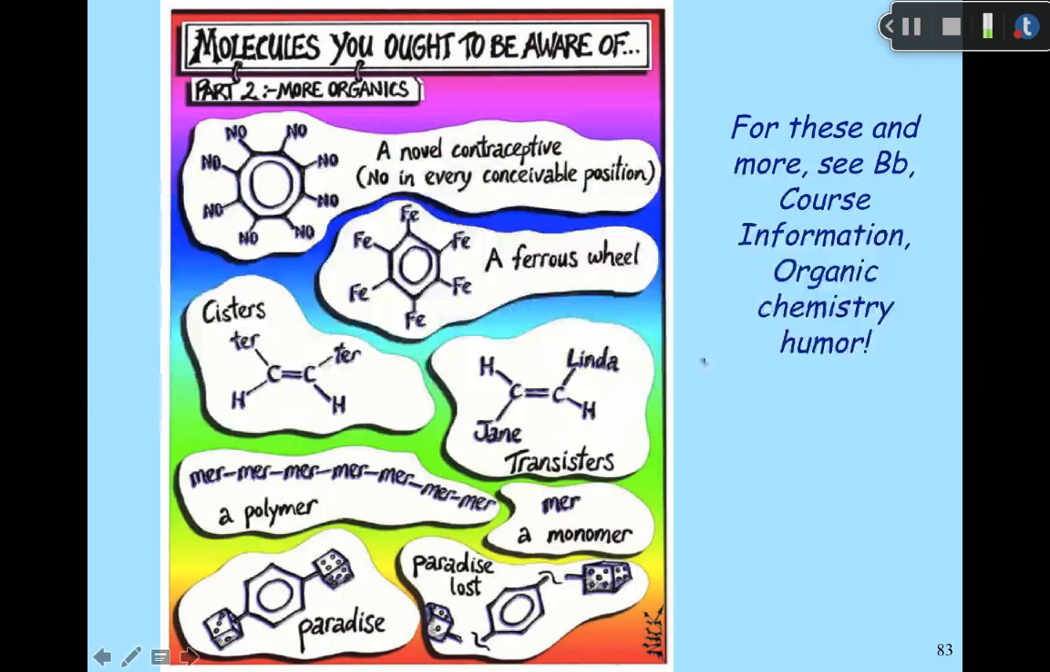And here we go for our last one. You can always use some more humor and share these with your friends, because if you get them, then you're getting the point too. So there are examples of how you can use cis and trans in new ways. Here's another example of a polymer and a monomer. And here's another example of ortho, meta, and paradise.